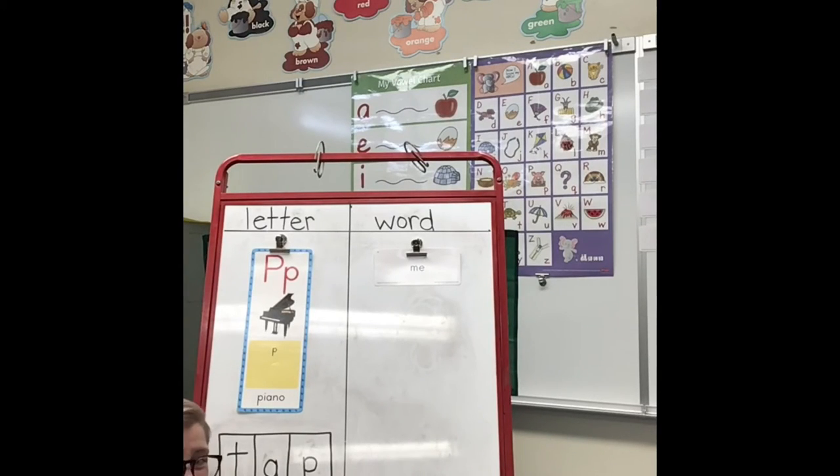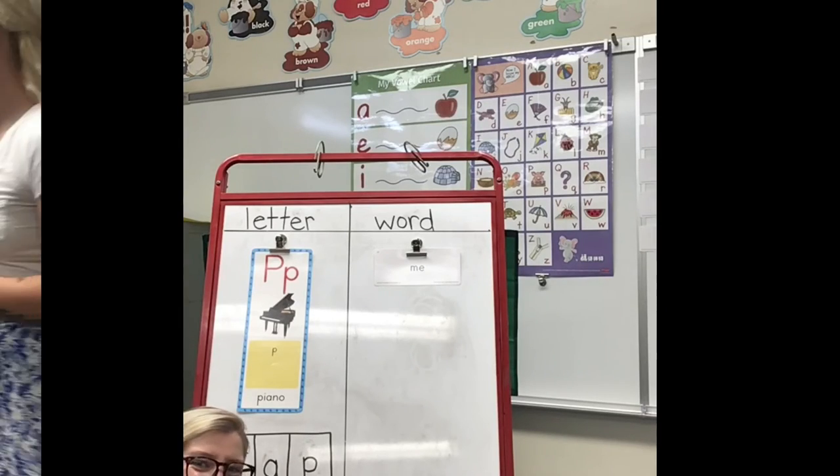This is the letter A. The letter A says A like apple. This is the letter P. The letter P says P like pig. Let's say the sounds that we hear. T, A, P. Now let's say it together slowly. T, A, P. Tap. The word is tap.